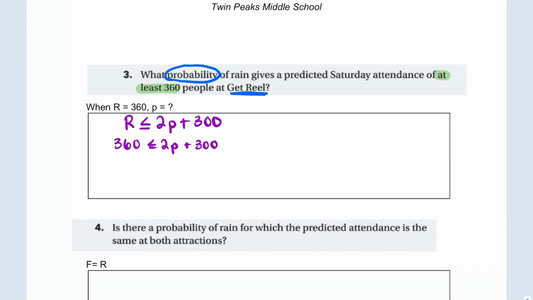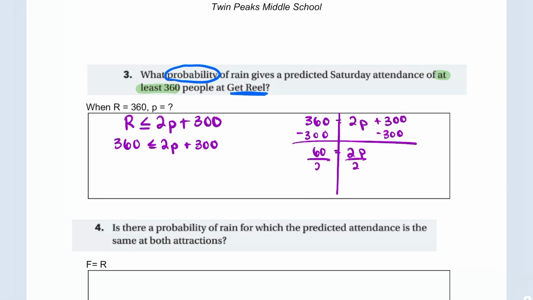Now remember, solving inequalities is not the same exact thing as solving equations, but the process is identical. So I'm going to change this back into an equation here, and solve for p. Draw my line here, and we're isolating that variable p, so I'm going to subtract 300 from both sides. So now I'm at 60 equals 2p, divide both sides by 2, and p is equal to 30.